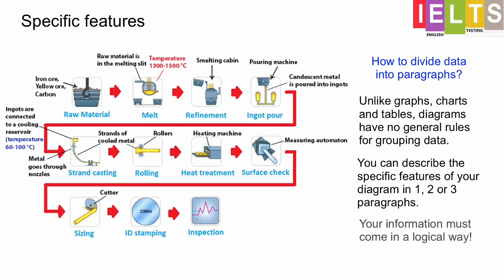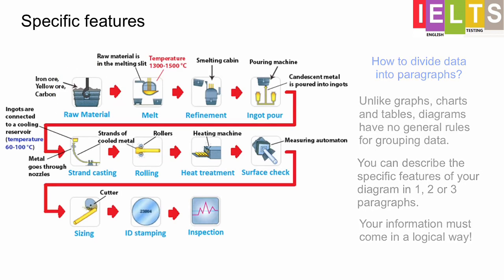But remember that you should describe the stages of your process sequentially. That is to say, it's a bad idea to start with the last stage, then write about the third stage, then describe the first stage, and so on. Your information must come in a logical way.